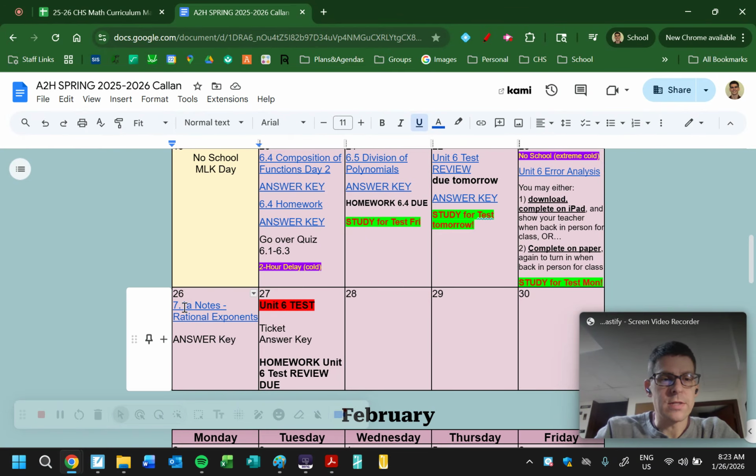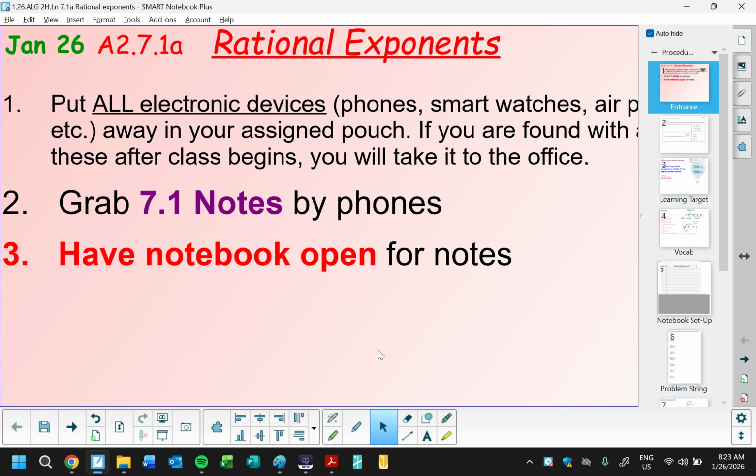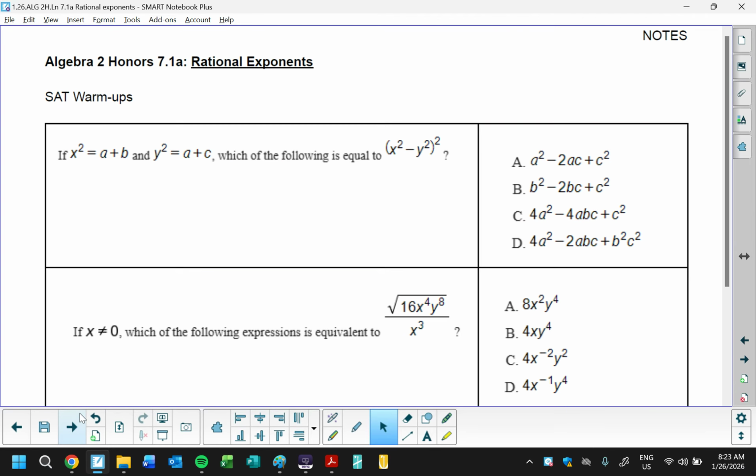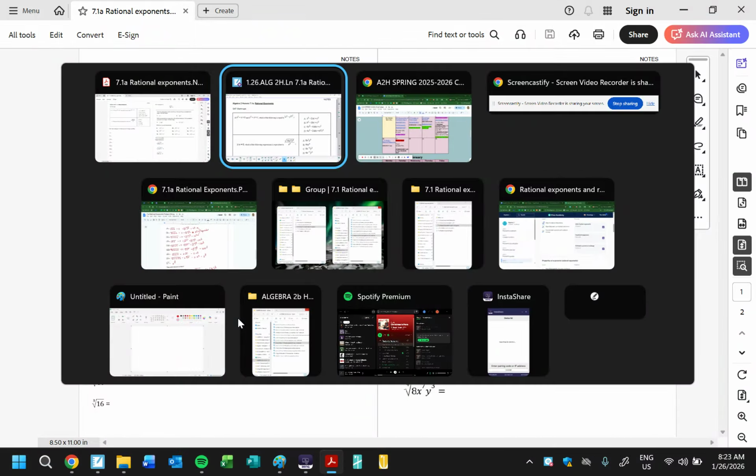We're going to talk about lesson 7.1a, rational exponents. So let's get into it. We're going to start with the page, again, 7.1a, rational exponents. This is the notes page. You've got an SAT warm-up, some problem string here, and some practice on the back.